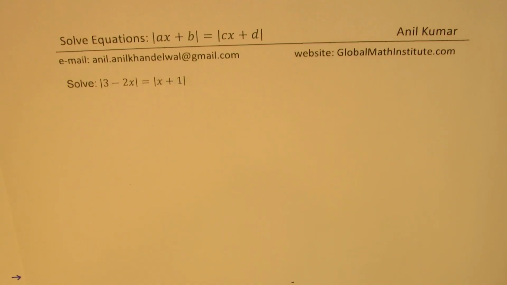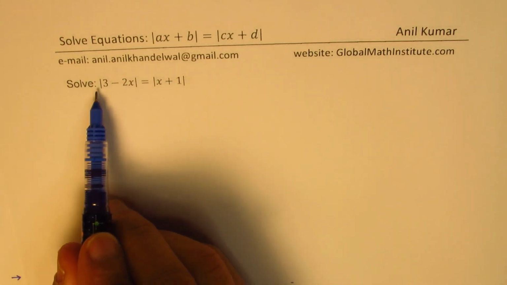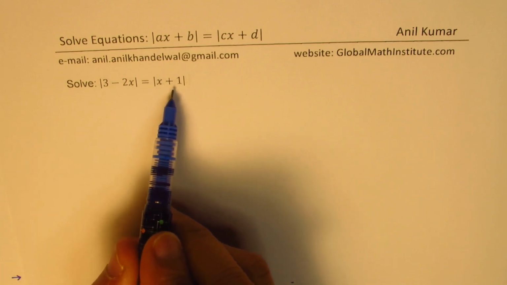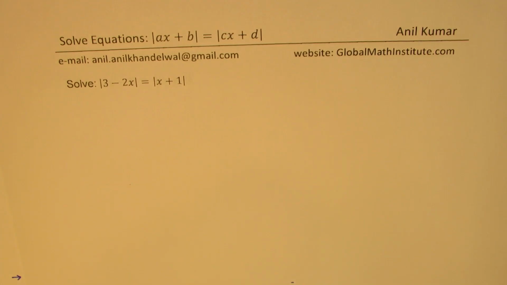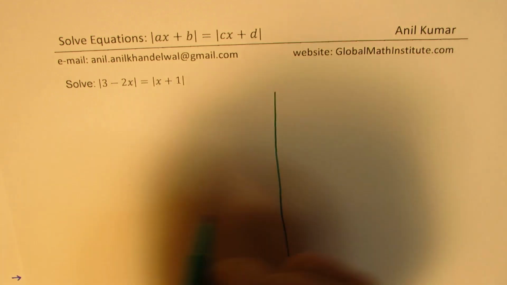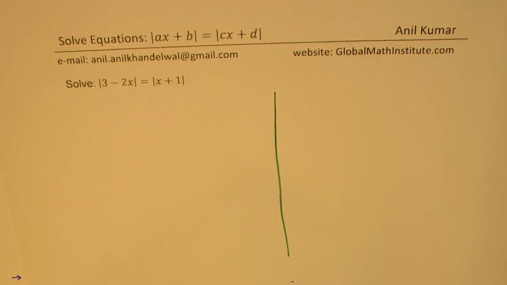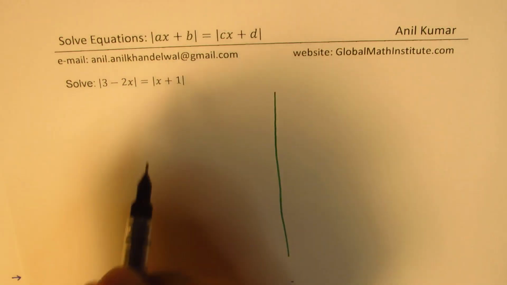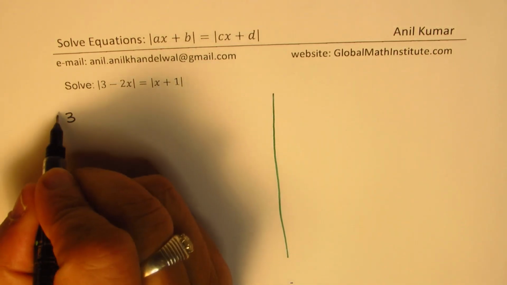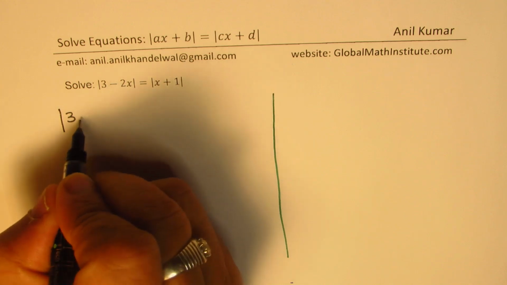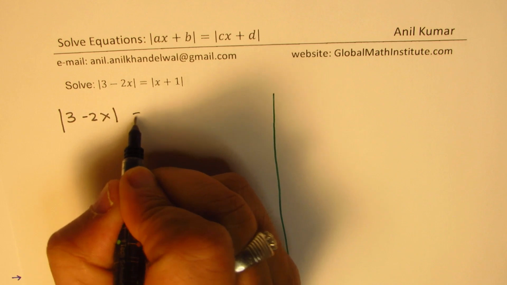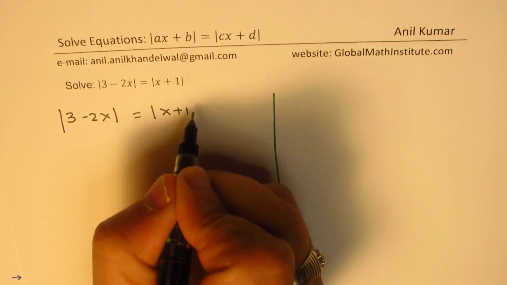Now let us take the second question, which is absolute value of 3 minus 2x is equal to absolute value of x plus 1. So I feel that the method of using linear equations is much simpler, and therefore I'll adopt that technique. So we can write this as absolute value of 3 minus 2x is equal to absolute value of x plus 1.